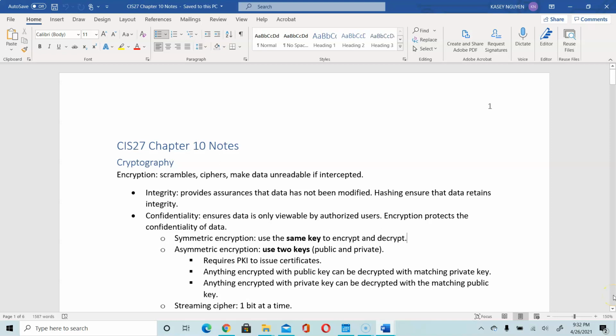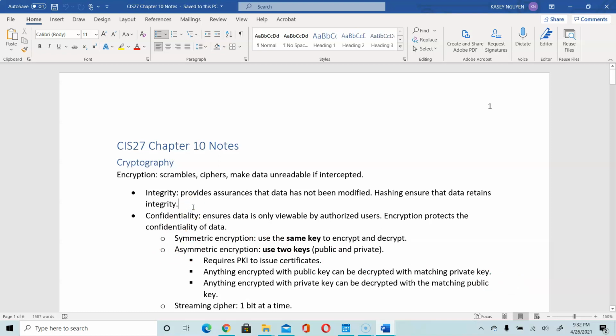Integrity provides assurance that data has not been modified. Hashing ensures that the data retains its integrity. When the data is hashed, it generates a hash value, and that hash value is then compared to make sure it is an exact match. If it is an exact match, then the data has not been modified. If the hash value is different, then we would know that the integrity has been jeopardized.